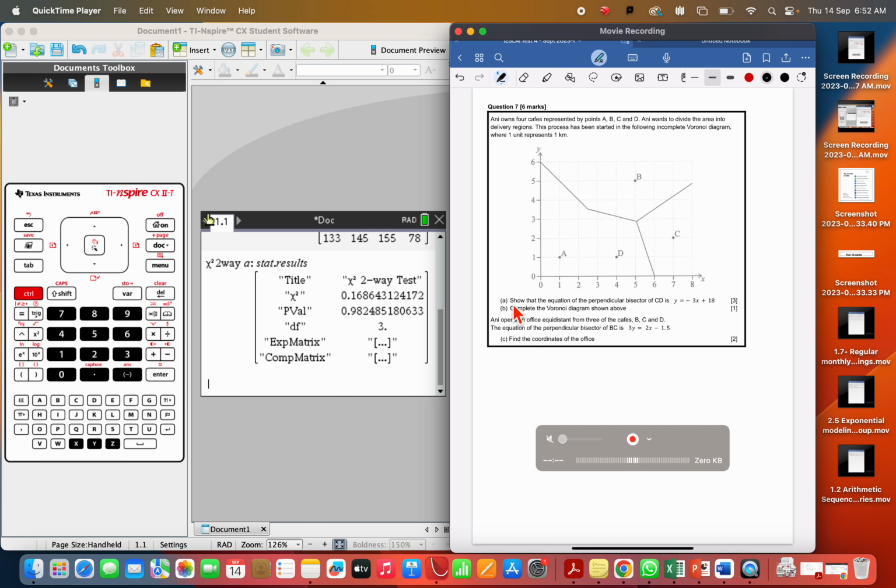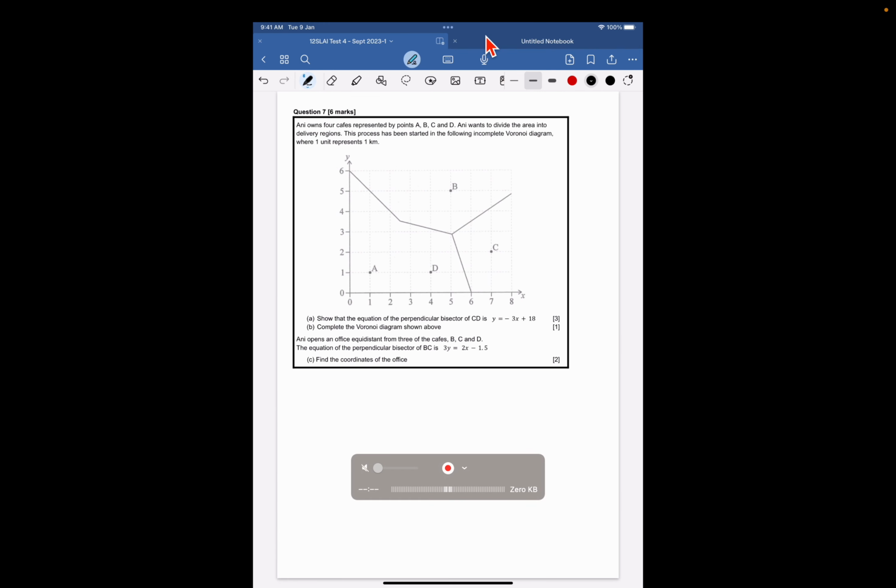Okay, so it's a Voronoi diagram. We're given a lot of information. Part A, show the equation of the perpendicular bisector. Okay, this is a classic question. You just have to go through the steps. Alright, so let's have a little look.